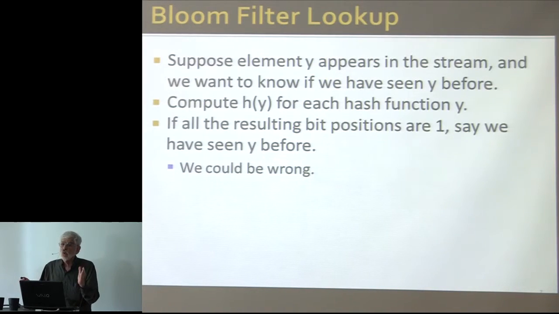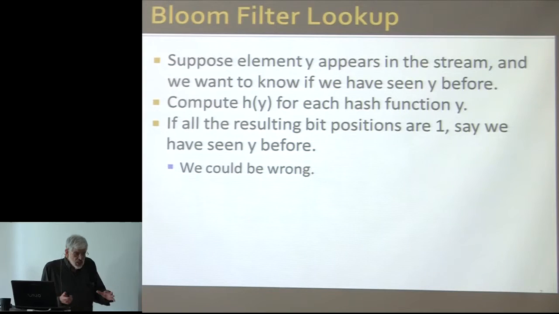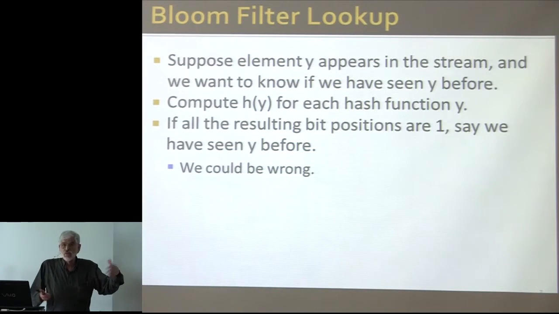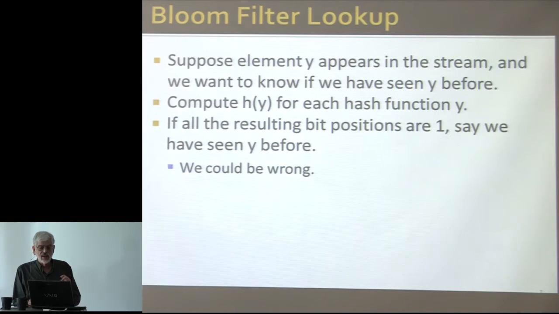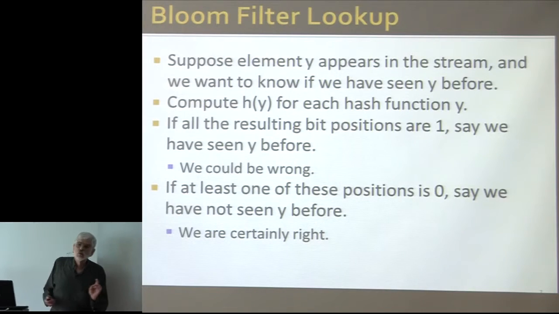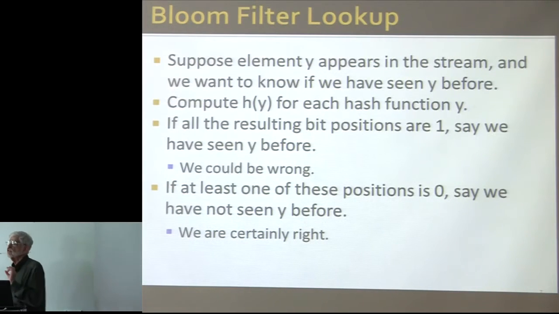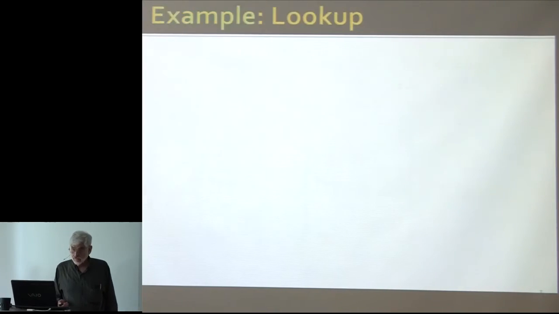Certainly if I have seen y, all those bits will be set to 1. But it's also possible that each one got set because of some other input that happened to hash to that position. Again, we could have false positives. We say that we've seen it, but we haven't. But on the other hand, if any one of the positions is 0, then we surely haven't seen y, because if we had seen y, we would have set that to 1.